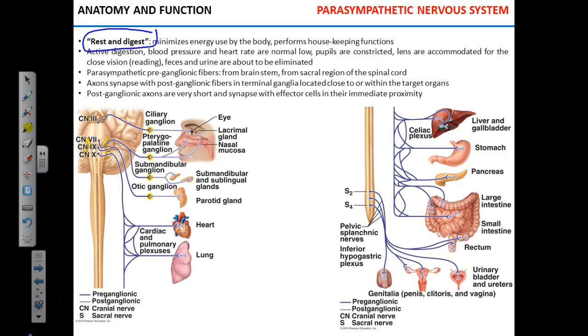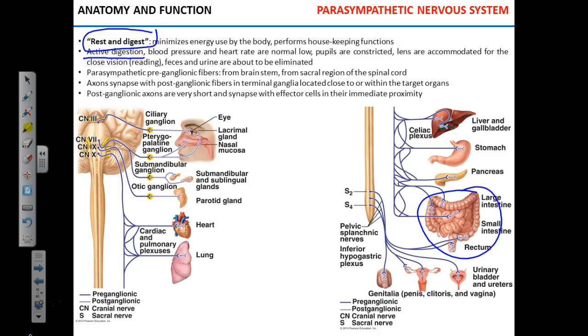When you have a meal, after that, you usually don't go exercising. It's probably a bad idea. You just want to stay relaxed, kick back, read a book, watch TV. Make sense? So it means active digestion. So this parasympathetic system stimulates the digestion.